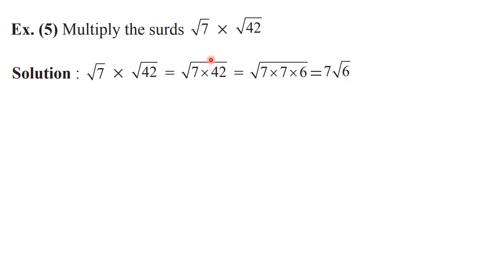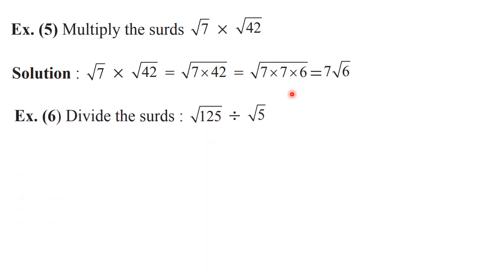Okay, there are two methods. Either you can directly multiply the radicands and then you factorize, or in the first case, if possible, you can first express into simplest form and then you can multiply. So both the things will do. Let us see one more example here.